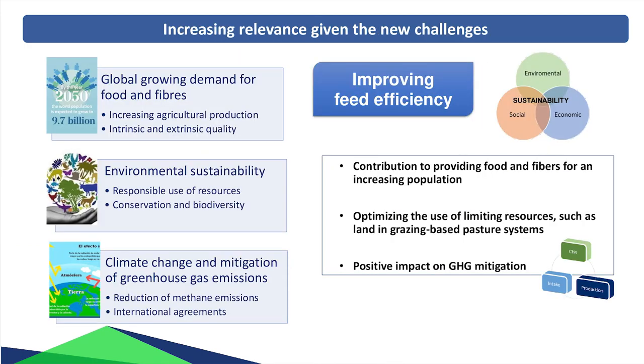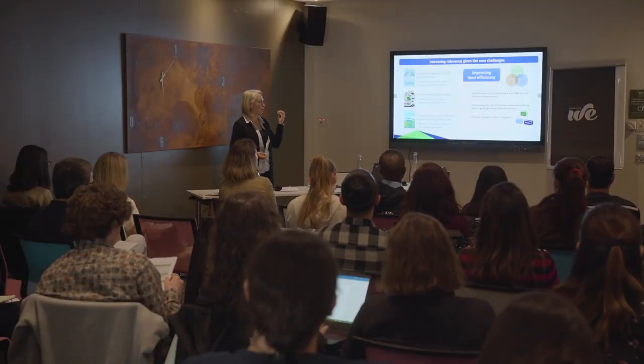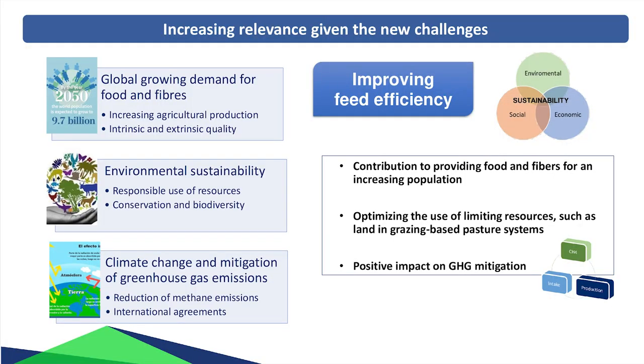It's economically relevant, but the importance of feed efficiency goes beyond economics. It's talking about other aspects of sustainability. Improving feed efficiency makes a contribution to providing the food and fibers for this rising global population by optimizing the use of the resources. Basically, here we have been thinking about the use of land, because it gives room for doing two important things. One is the responsible use of the resources, using land for more than one production and combining production in a sustainable way. That means other sources of feed for humans and also forestry. And also giving room for conservation, particularly of biodiversity of natural grassland areas.